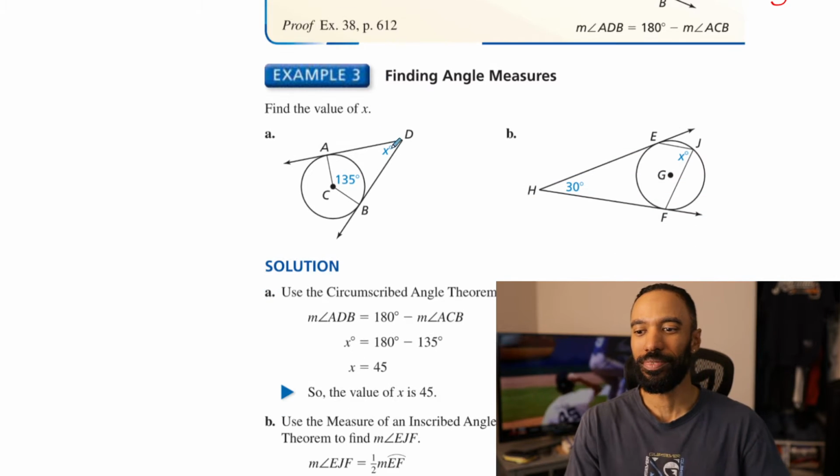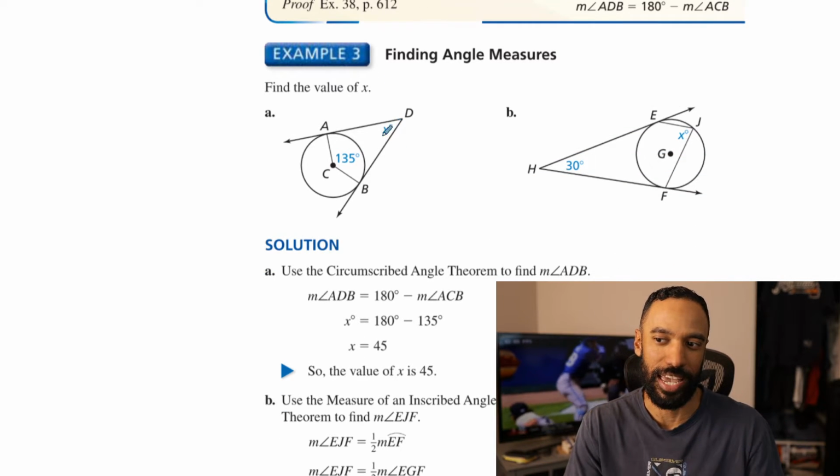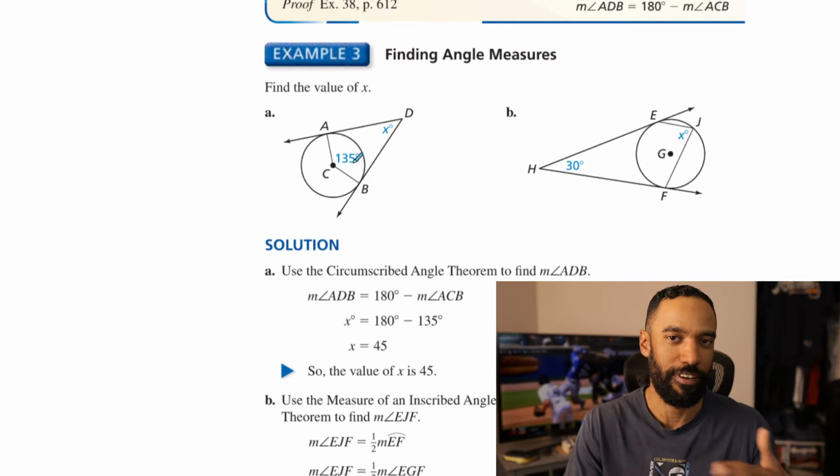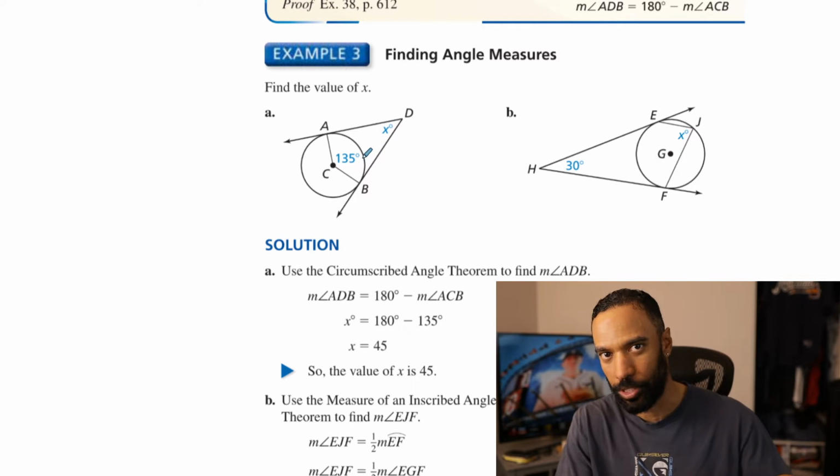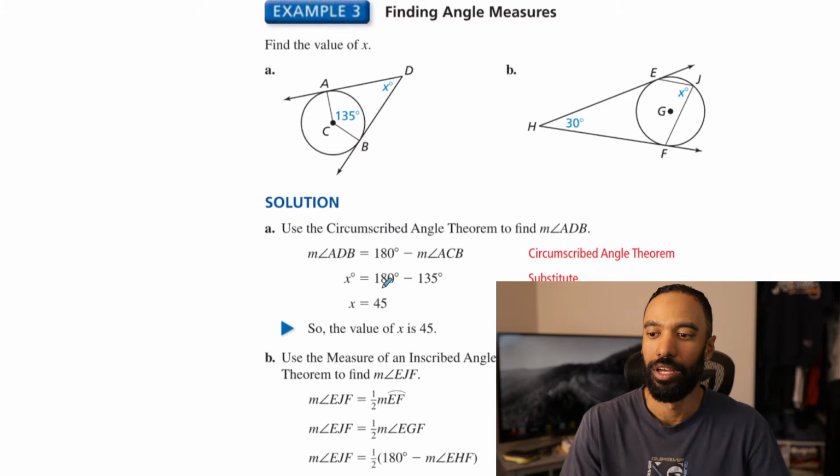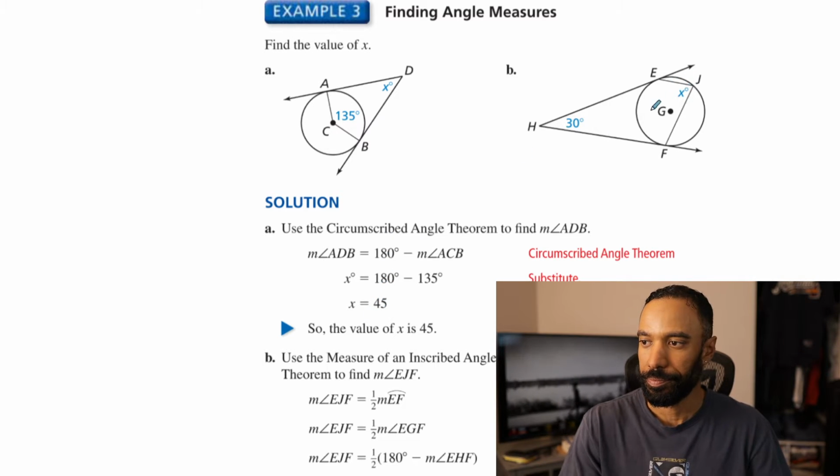All right, find this value of x. So again, the way I'd say it is these are supplementary. X plus 135 is 180. So you subtract 135 from 180, and you get 45. So that's x's value in this one.